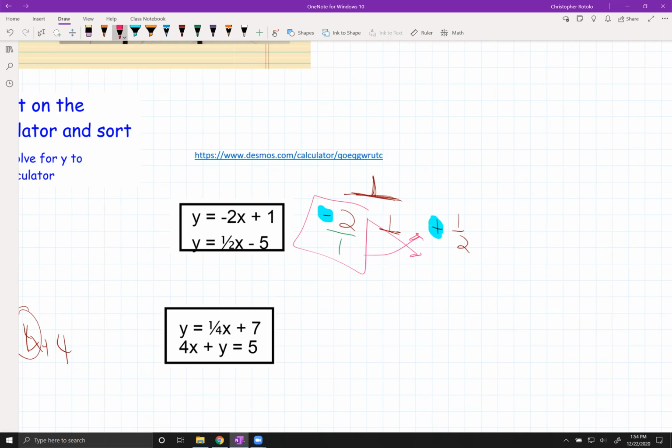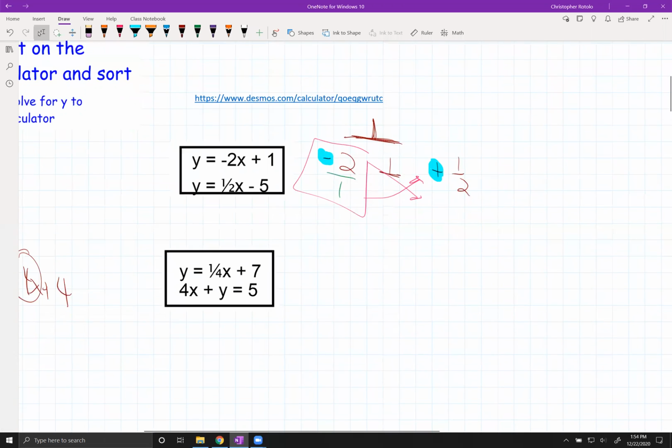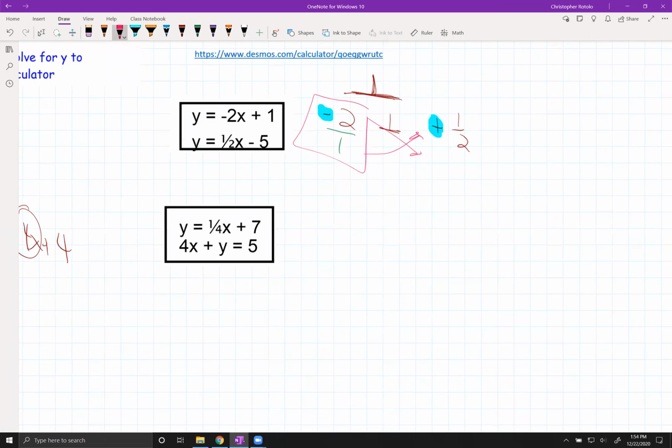All right, so that means change the sign and flip it over. Right, in common terms, that's what we mean. All right, so let's check the last set here. If I subtract 4x and I subtract 4x, I'll have y equals negative 4x plus 5.